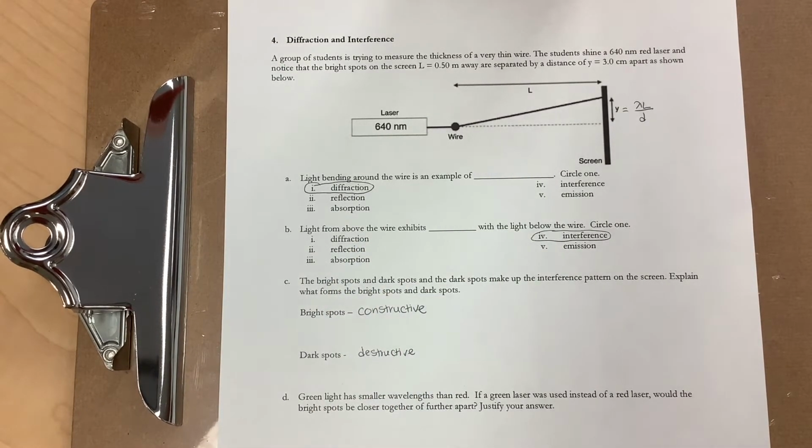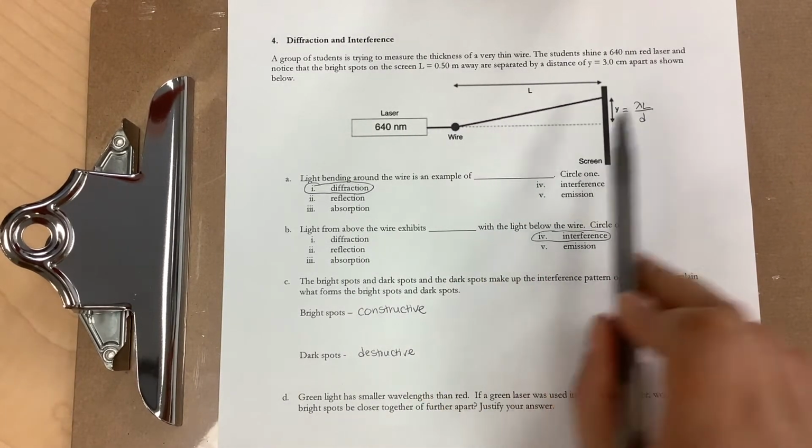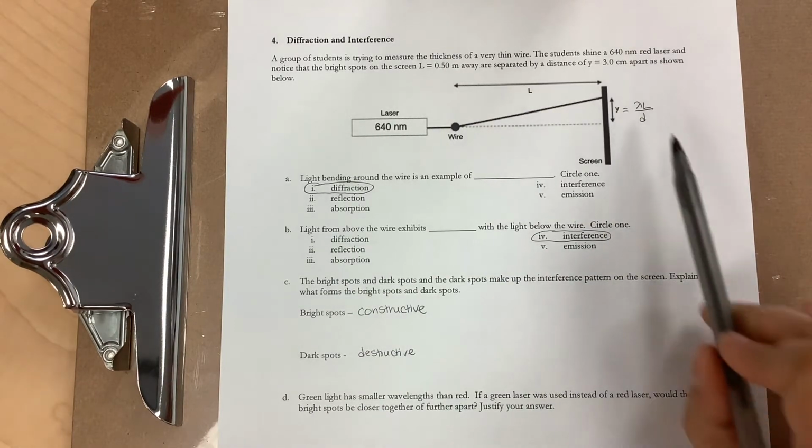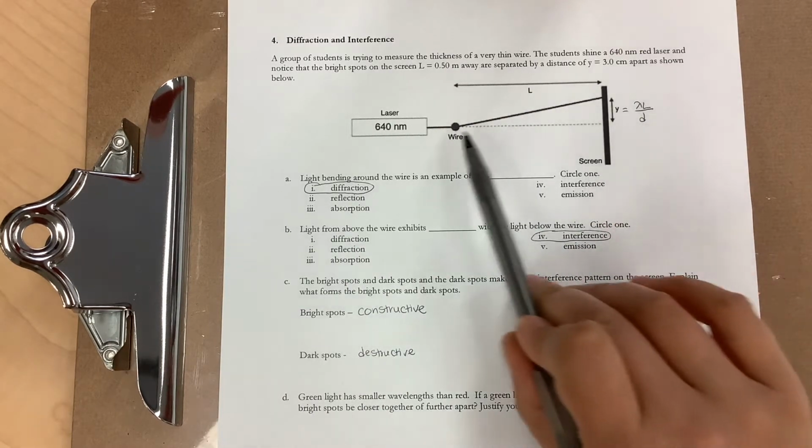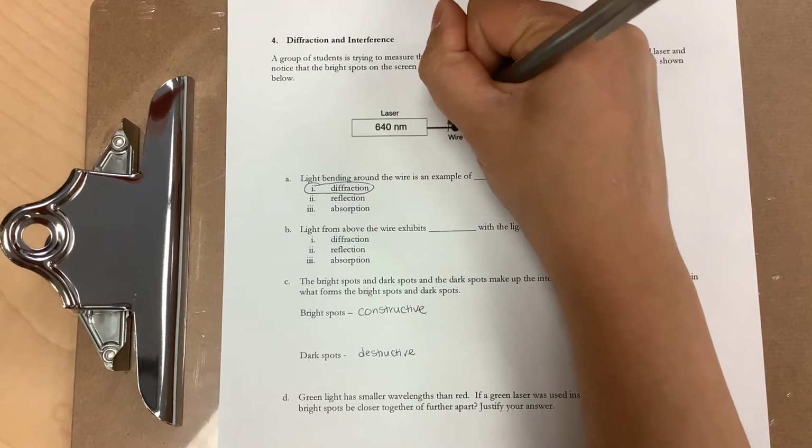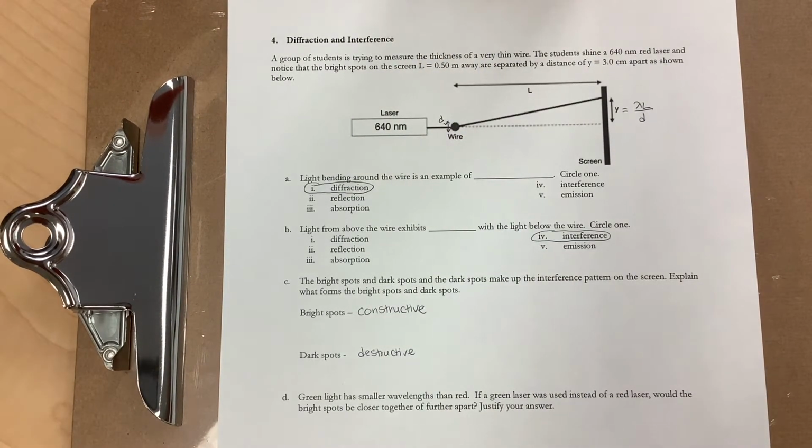Now let's use that equation for proportions. The distance between the bright spots depends on 3 things. The wavelength, which is a direct proportion, the distance to the screen, that's a direct proportion, and the size of the wire. This is d right here, actually. The size of the object or hole you're dealing with.